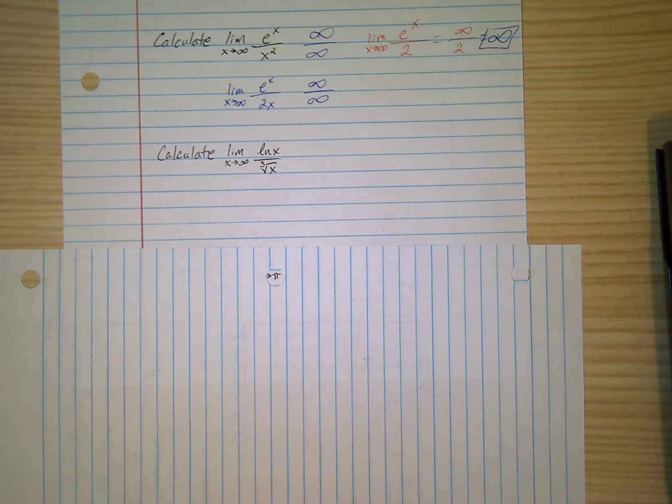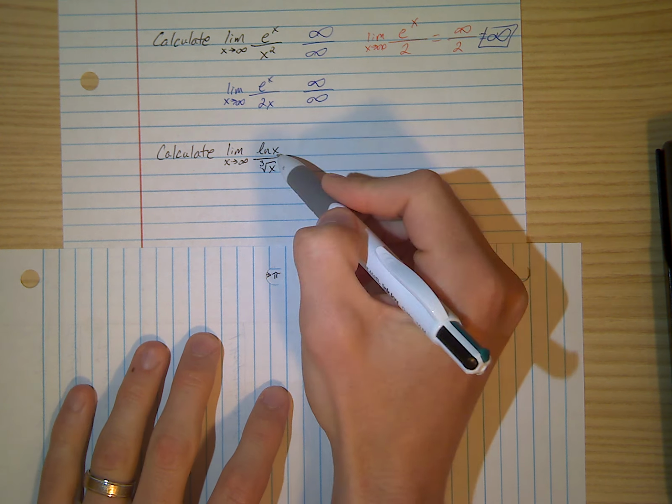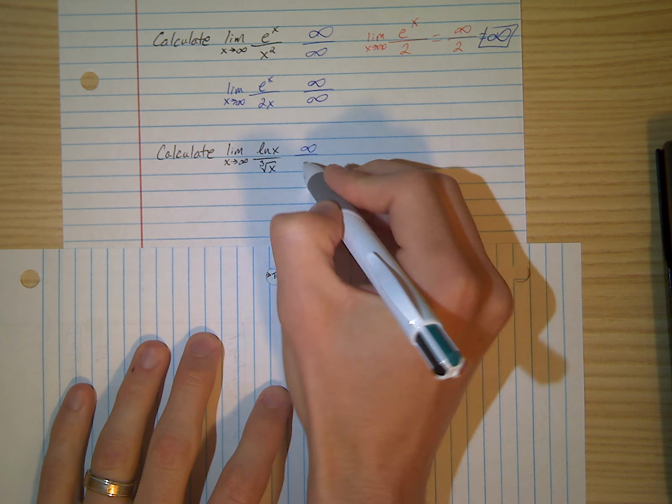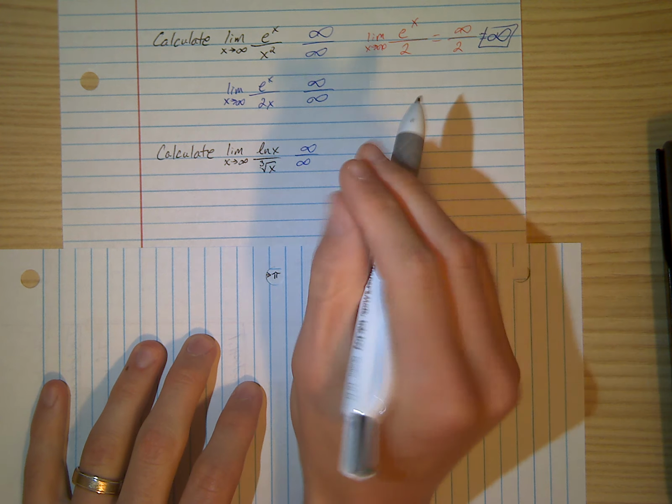Okay, if we do this, it still works with more complicated functions here. Okay, here we have the limit as x approaches infinity of the natural log of x over the third root of x. Okay, again, you have infinity over infinity to start with. Okay, if you try to plug those in.